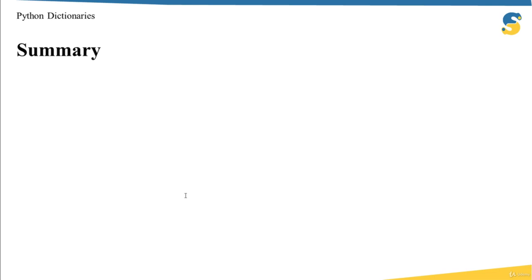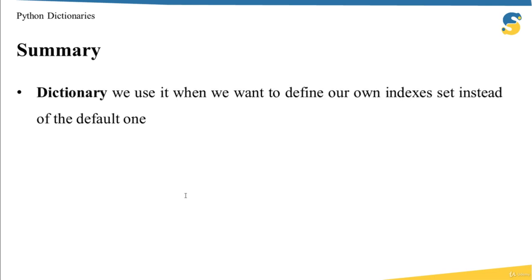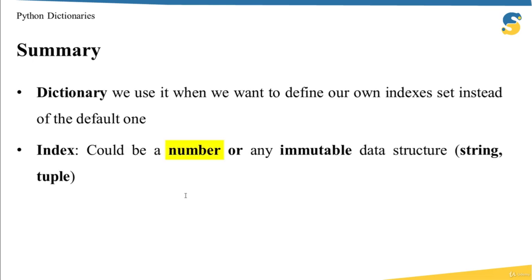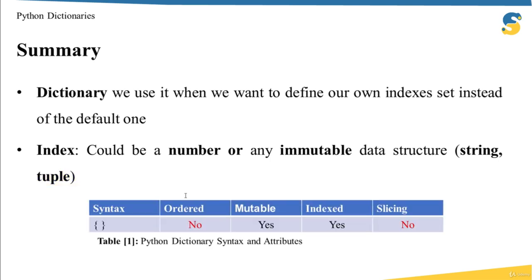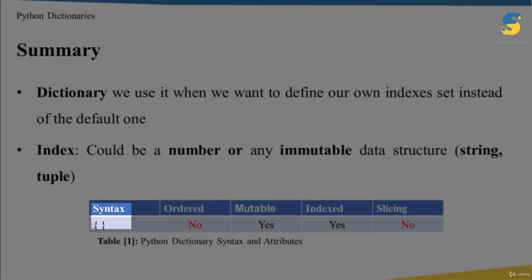Now let's recap what we have learned in this lecture. First of all, dictionary has been defined, and as we see, we use a dictionary when we want to define our own set of indexes instead of the default one. And keep in mind that an index could be a number or any immutable data structure like a string or tuple, and you cannot use, for example, a list as an index. In order to define a dictionary, we have to use curly braces. Dictionary is an unordered data structure, it's mutable, it's indexed, and it does not support slicing.